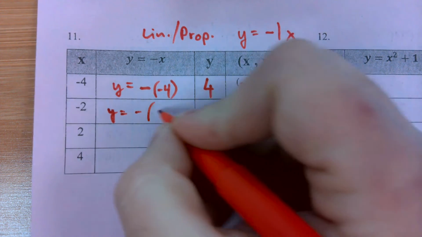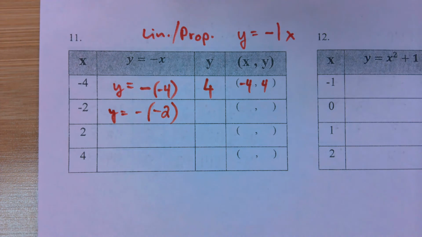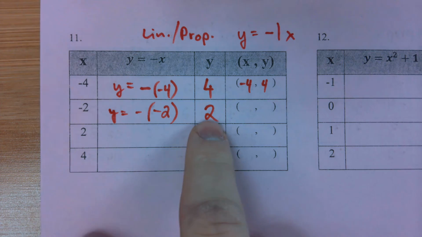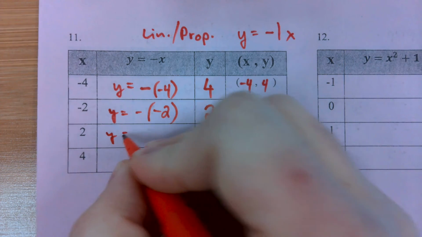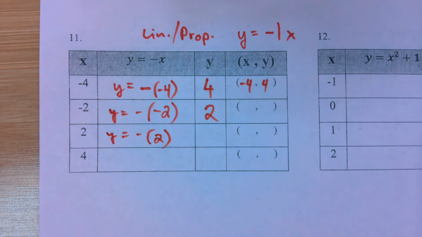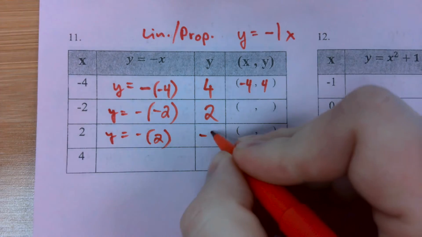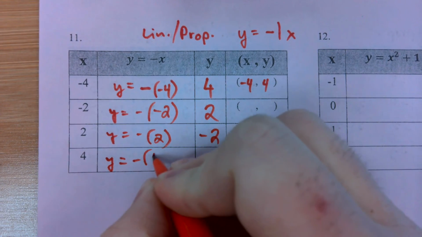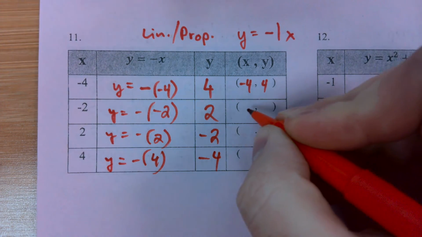Let's do the same thing with the next one. We plug in negative 2, and what do we get? Positive 2, right? All we're doing is changing the sign of our number, but the number itself is staying the same. What about down here when we plug in positive 2? Now we get negative 2, and when we plug in positive 4, we get negative 4. That's right.